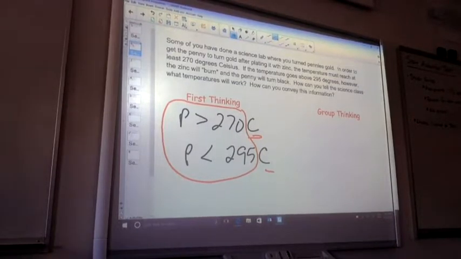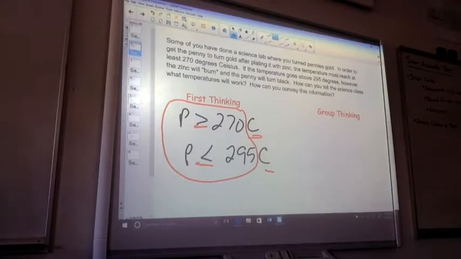So let's reread it, make sure it's okay. Some of you have done a science lab where you turned pennies to gold. Again, I just said you're not actually changing the element copper into the element gold. It just appears that it turns to gold. In order to get the penny to turn gold after plating it with zinc, the temperature must reach at least 270 degrees. At least, are you including it? Yeah, so we have an equal sign. If the temperature goes above 295 degrees, so above 295, I think we're including that as well, the zinc will burn and the penny will turn black. How can you tell the science class what temperature will work?